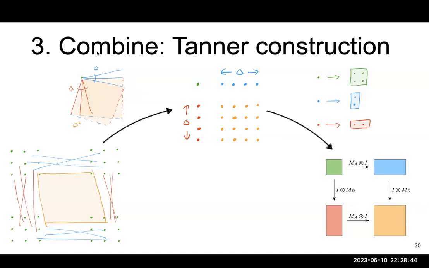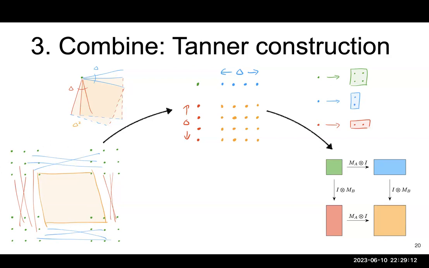So we previously have the graph and then the code. So now we're going to combine them using the Tanner code construction. So the idea of the construction is that we'll split each of these vertices and edges into multiple copies, and this is determined through the structure of the code.